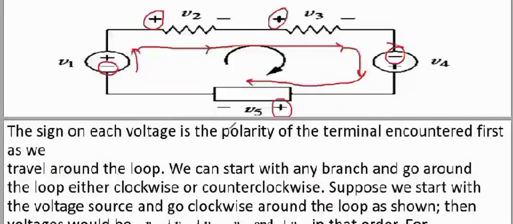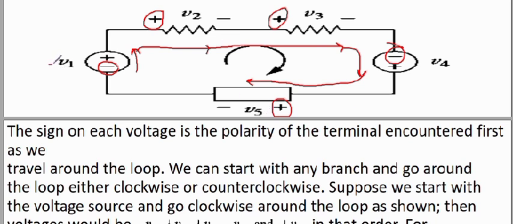Okay, the sign of each voltage is the polarity of the terminal encountered first as you travel around the loop. So you could travel either in the clockwise direction or the counterclockwise direction. In this case, I choose to travel in the clockwise direction. So follow it up with me. Now, if you are traveling in a clockwise direction, remember the sign of each potential difference is the polarity of the terminal encountered first. I've circled the terminals encountered first, okay?